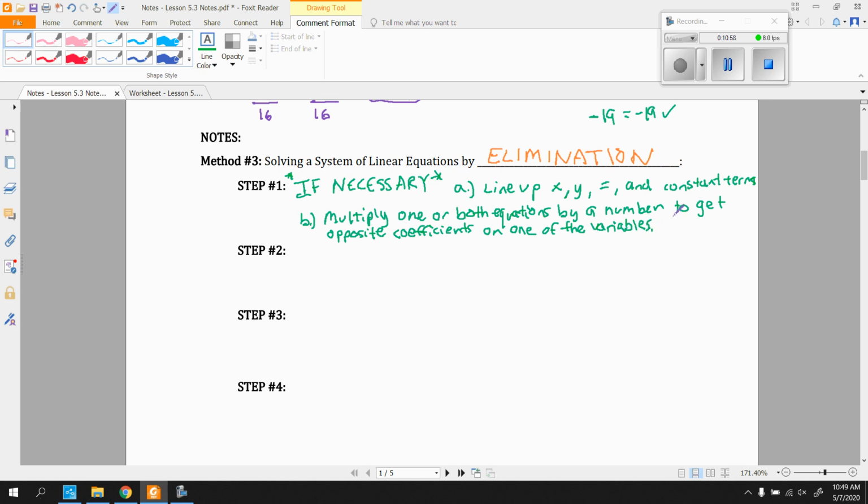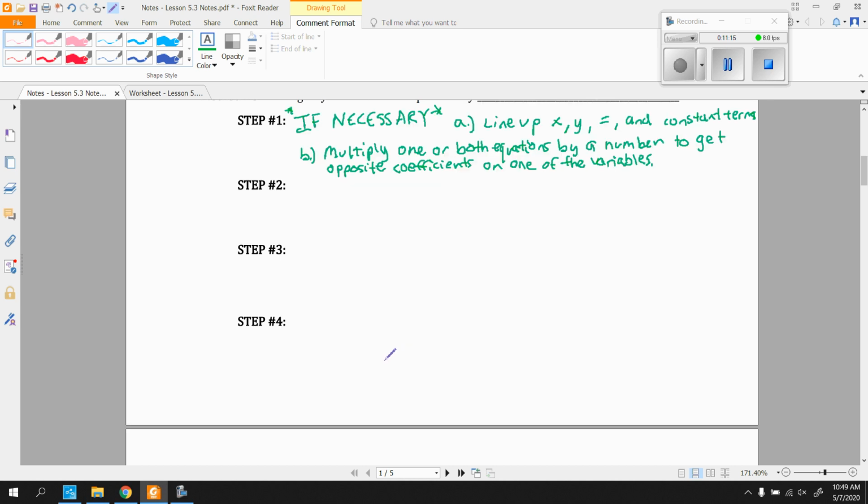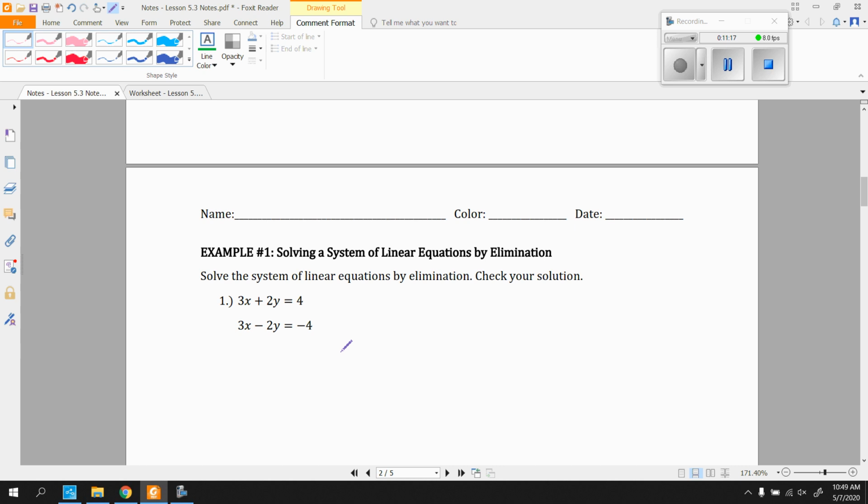Okay. And again, I know it's a mouthful, so I'll try to clarify and explain what that means. We want to get opposite coefficients. Opposite, remember, means different signs. So a positive and a negative number on one of the variables. Let's take a look at this first one. Again, I don't think it's going to be necessary. I've got a positive 3 on the x's and a positive 3 on the x's. Those are not opposite coefficients. It's the same. We don't want the same.